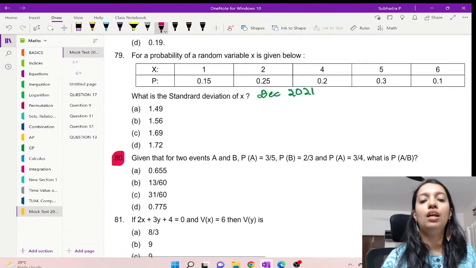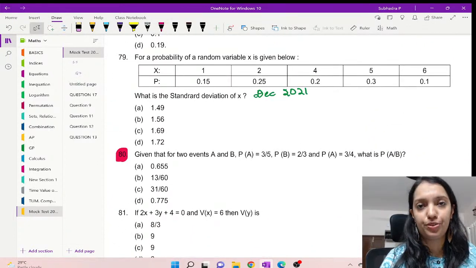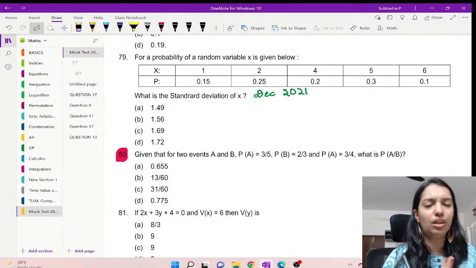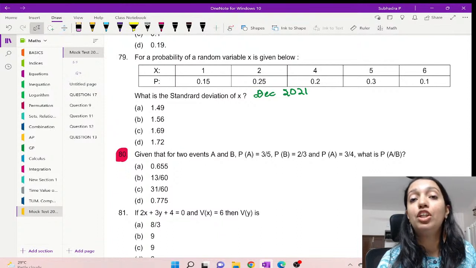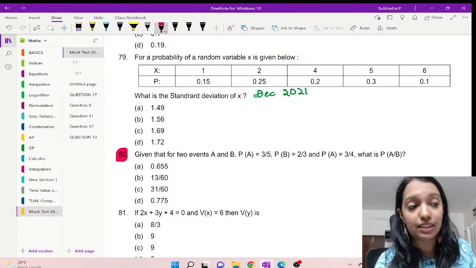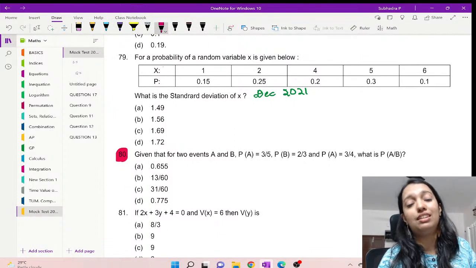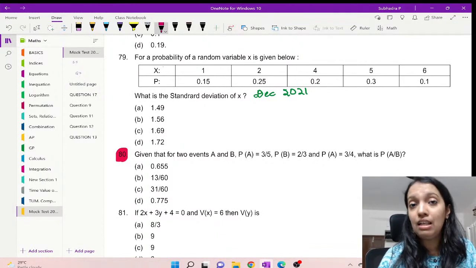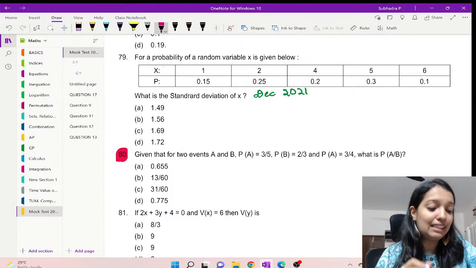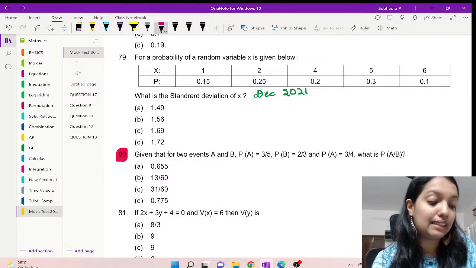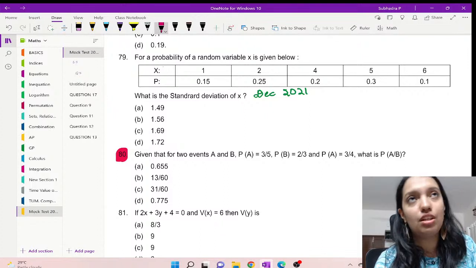Next. This question is from the December 2021 exam. There are two methods in which you can answer this question. I am doing both methods. Let's have a look. Now they have given you x values and p values. You have to find the standard deviation of x. In order to find the standard deviation of x, there are various methods. You can either use the normal formula and find the standard deviation for a grouped distribution. That is one way. The easiest way, I believe, is to find what have they asked? Standard deviation, right? Standard deviation is the root of variance.